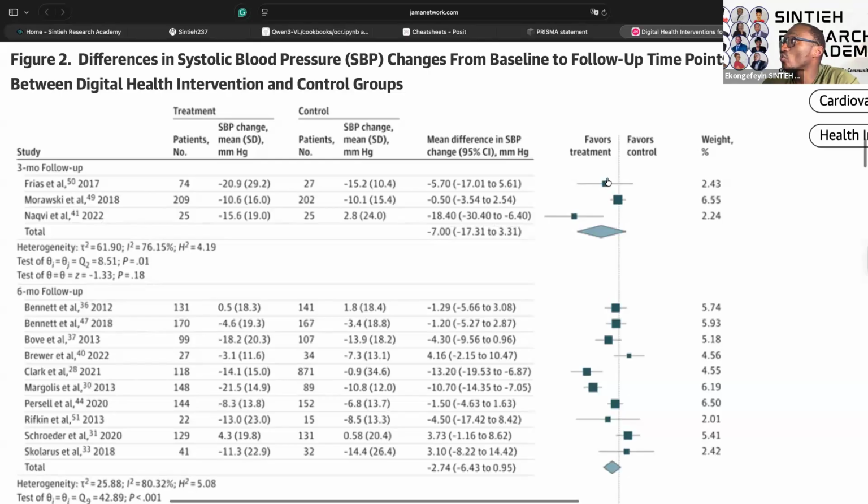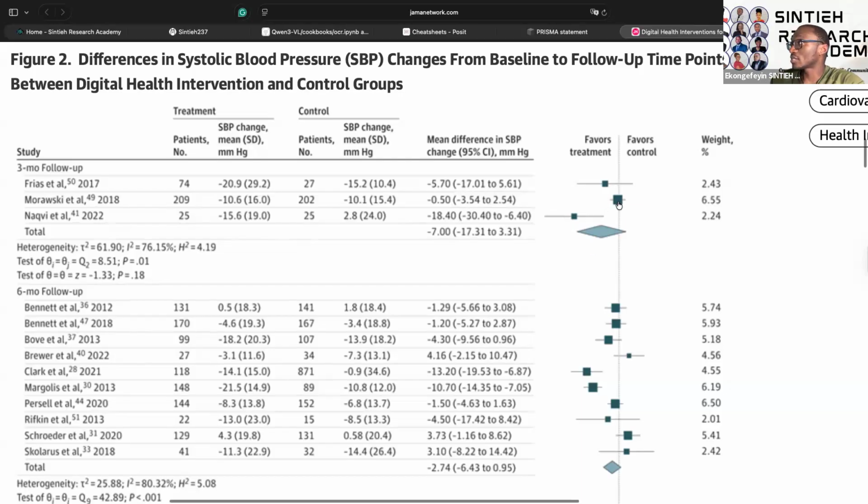So we see that the smaller the size of the square, the smaller the sample size. The larger it is, the larger the sample size. So this one was a smaller sample. If you look at it again, it's 74 patients and 27 patients. This is 209 and 202, so this is a very large study. And then this is 25, 25. This is a small study. So that's what the size tells us.